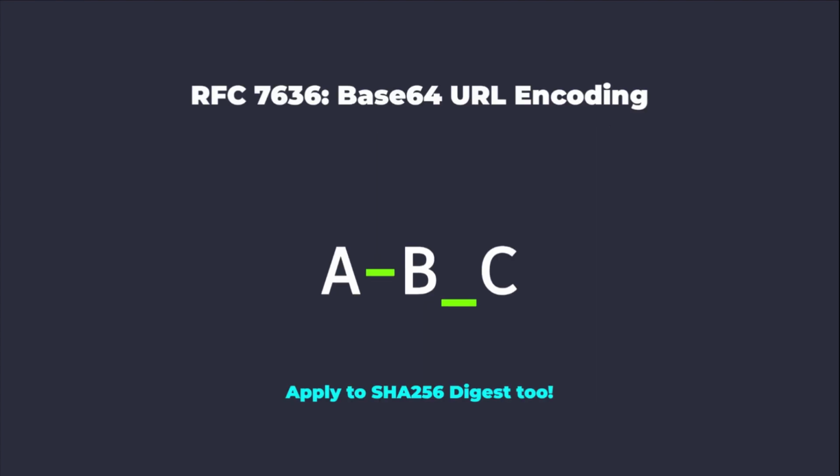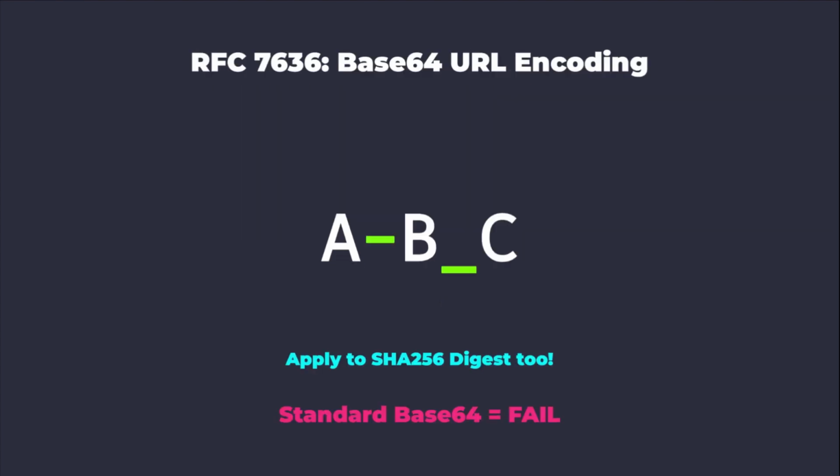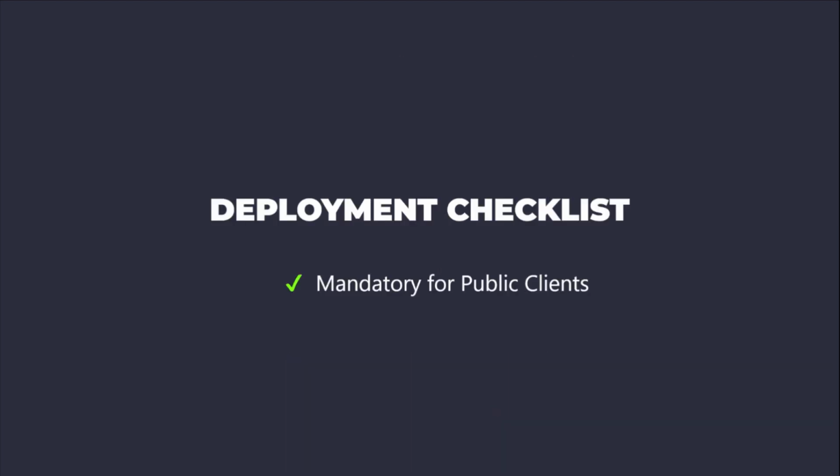After hashing the verifier using SHA256, the resulting 32-byte hash digest must also be Base64 URL encoded without padding to form the code challenge. Using standard Base64 encoding at either stage will result in a validation failure at the authorization server. Developers must use libraries that explicitly support Base64 URL safe encoding.